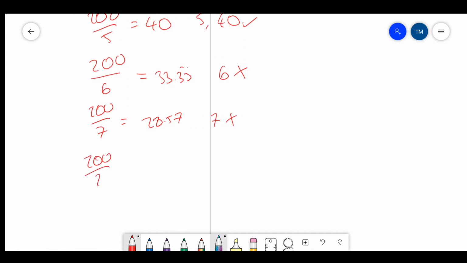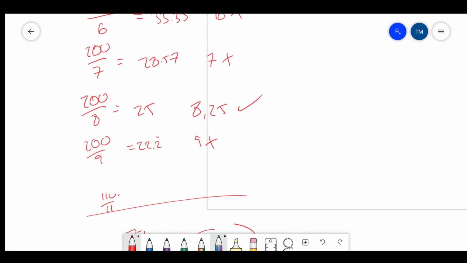200 divided by 8 is equal to 25. So we know that 8 and 25 are factors. Then we've got 200 divided by 9, which is equal to 22.2 recurring. So 9 is not a factor.